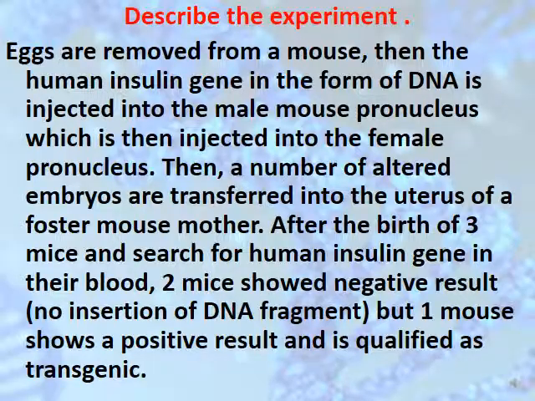So describe: eggs are removed from a mouse, then a human insulin gene in the form of DNA is injected into the male mouse pronucleus, which is injected into the female pronucleus. Then a number of altered embryos are transferred into the uterus of the foster mother. After the birth of 3 mice, we search for the human insulin gene in their blood. 2 of these mice showed negative result, with no insertion of DNA fragment, whereas 1 showed a positive result, with insertion of DNA fragment, and this is qualified as a transgenic mouse.